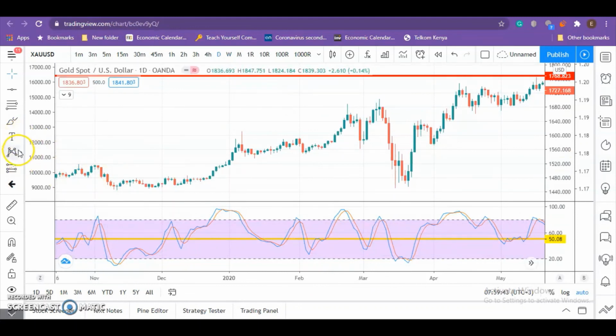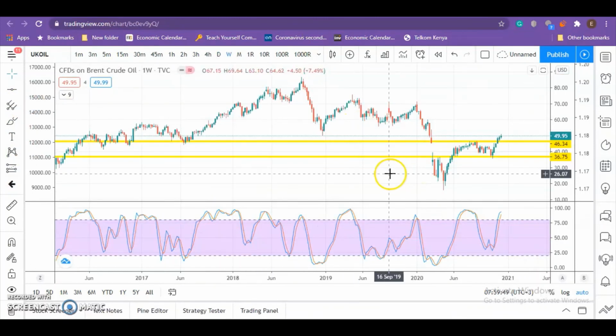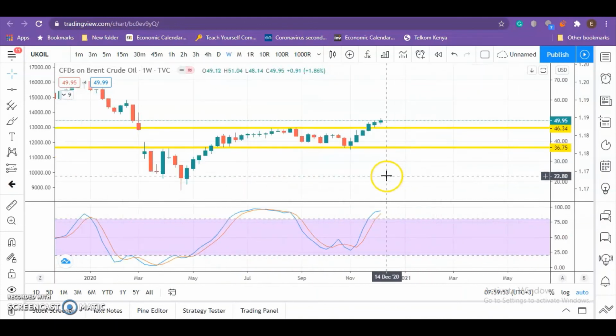Now something which I've forgotten about gold is our reward ratio, which I will talk about in our part 3.